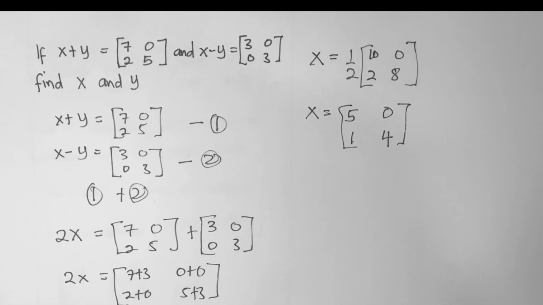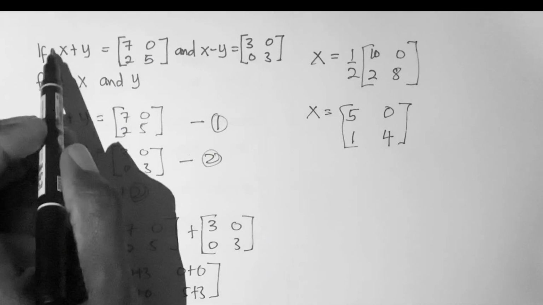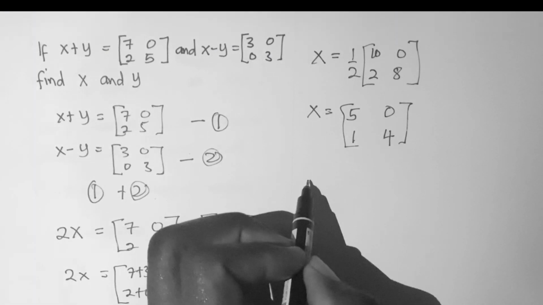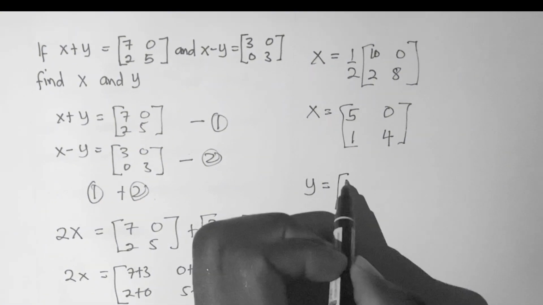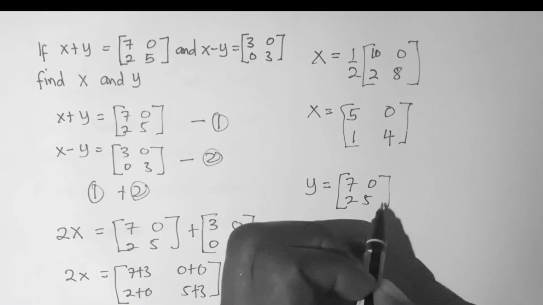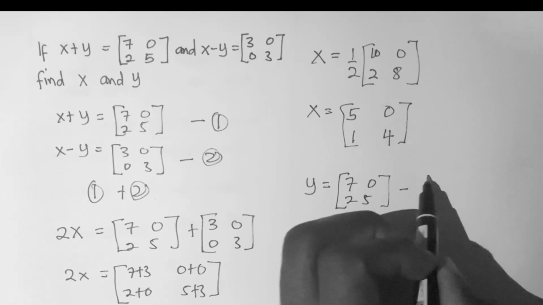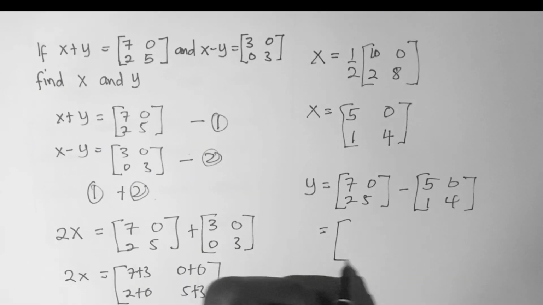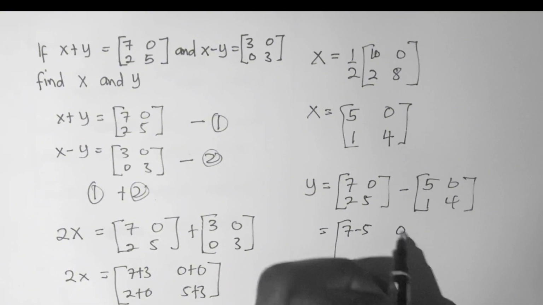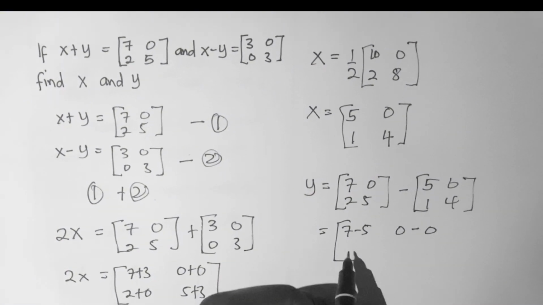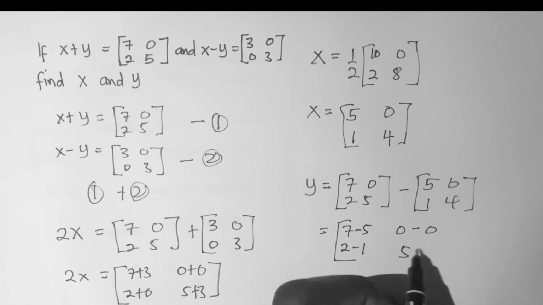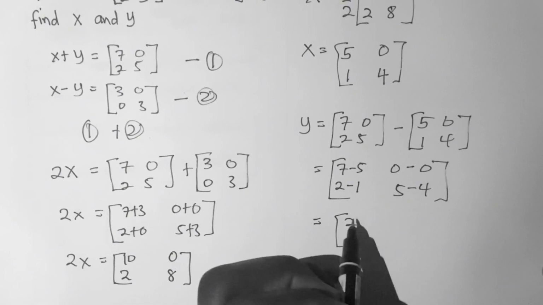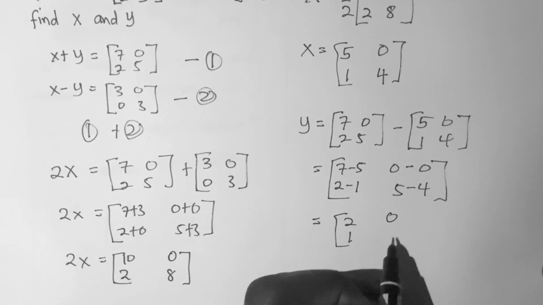So having found the value of x, what we can do is to write one of the equations and find the value of y. But we know that from this equation, y is equal to the matrix 7025 minus x. But we know that x is 5014. So this is equal to 7 minus 5, then 0 minus 0, then 2 minus 1, then 5 minus 4. So this is equal to 7 minus 5 is 2, 0 minus 0 is 0, 2 minus 1 is 1, and 5 minus 4 is 1.